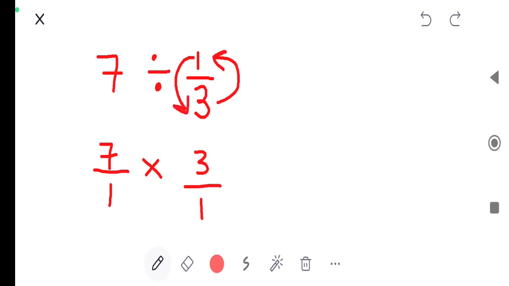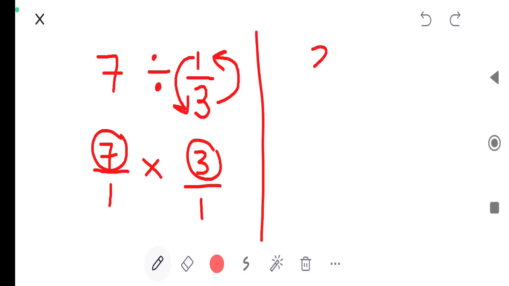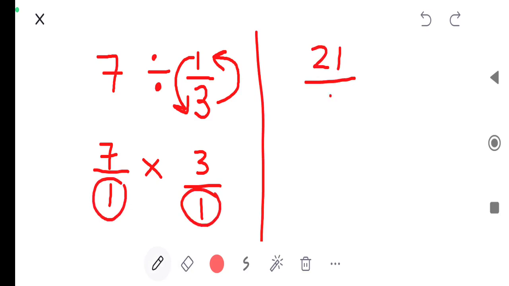And then you multiply the numerators we have. You do 7 times 3, that gives you 21. Over, then you multiply the denominators, you do 1 times 1, that gives you 1. 21 divided by 1 will give you what? 21. Here we've come to the end of this video.